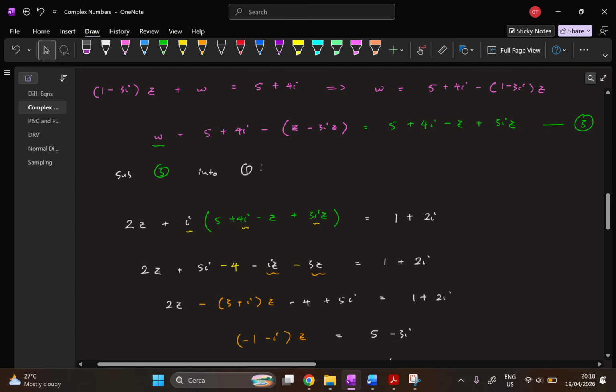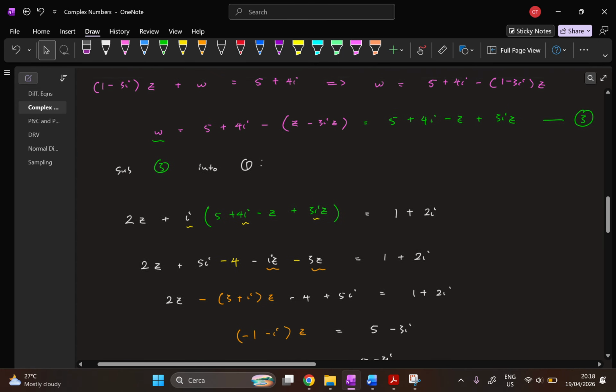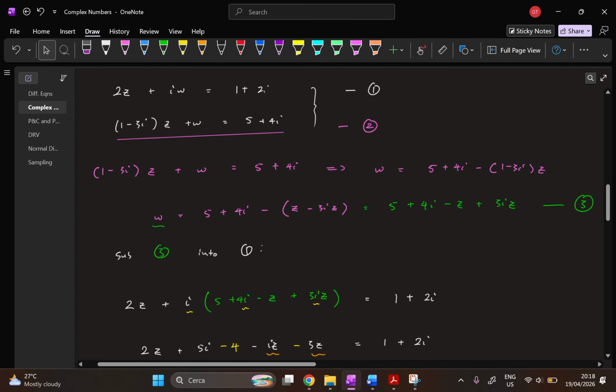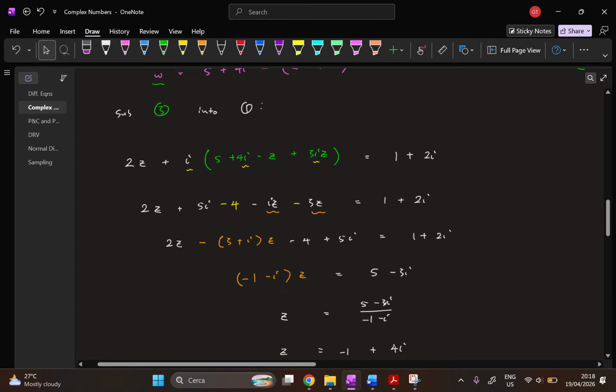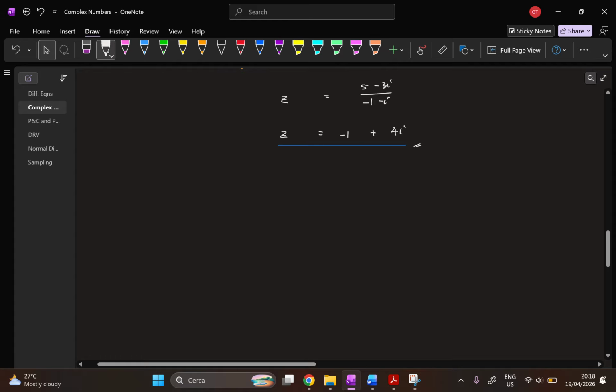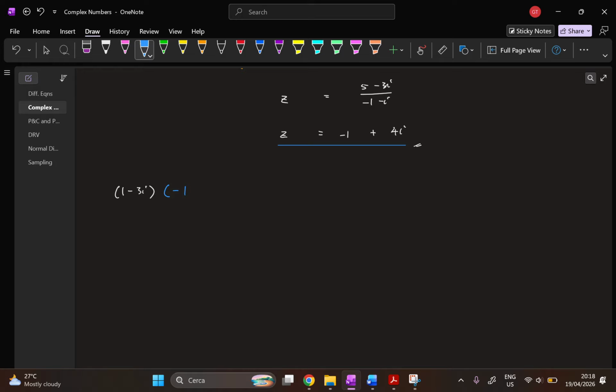Okay, so this is one of my solutions for z. Now, I can sub this back into equation 2 or equation 3. But I'm just going to sub this back into equation 2. So what was my equation 2? 1 minus 3i z plus w equals to 5 plus 4i. So 1 minus 3i, then I'm going to replace z with minus 1 plus 4i. So I'm going to sub this in, and then plus w equals 5 plus 4i. So once again, this is from equation 2.